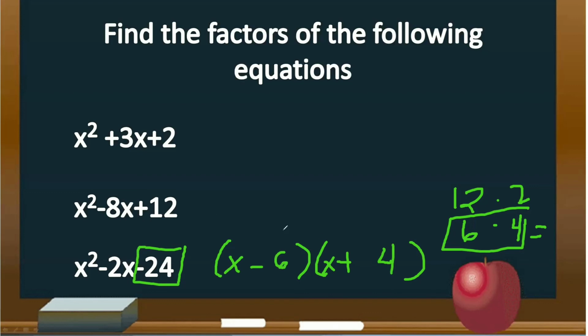And then, let's verify. Negative 6 times positive 4, is that negative 24? Yes. Negative 6 plus positive 4, is that negative 2? Yes. Therefore, the factors of x squared minus 2x minus 24 are x minus 6 and x plus 4.